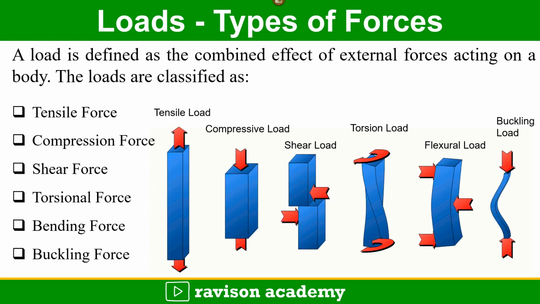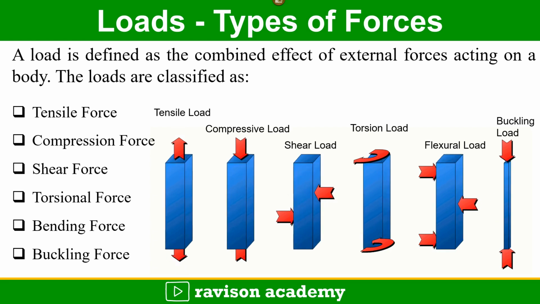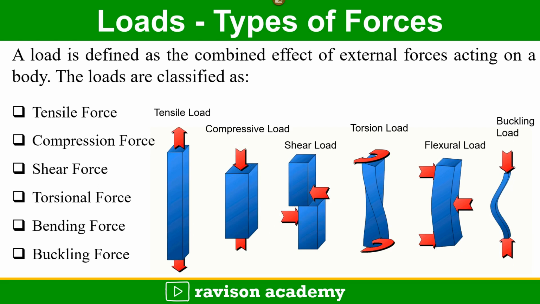The difference between the tensile and compressive load is that in the tensile load, the body elongates. In the compressive load, the body contracts, the length is contracting, and at the same time the cross-sectional area is increasing. Coming to the shear load, the forces act on the shear plane. The torsion load is nothing but a twisting force. Similarly, the flexural load is a load acting on an object to bend it.